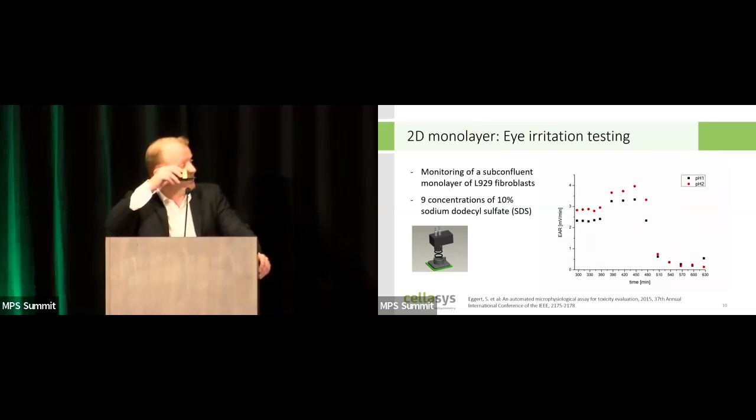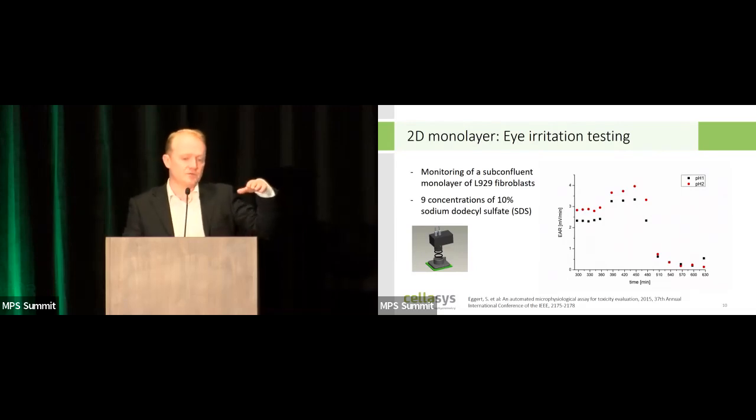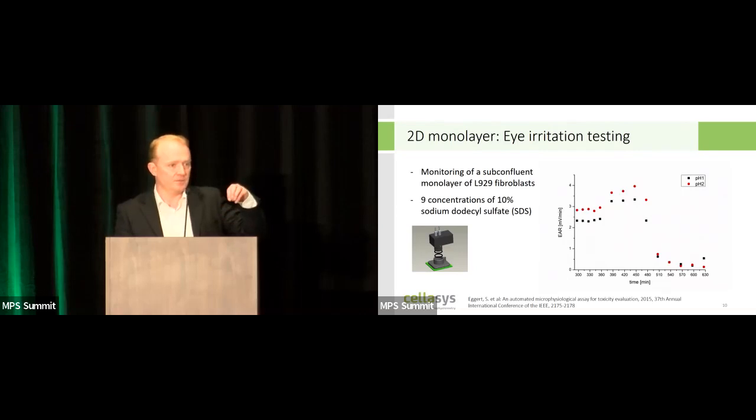And here again we see the extracellular acidification rate, meaning the pH change, which is caused by the cells. And when we add the concentrations, we can determine, for example, an MRD50 value. So when the metabolic activity of the cells is reduced by 50%, and that might be an important parameter for that SDS.